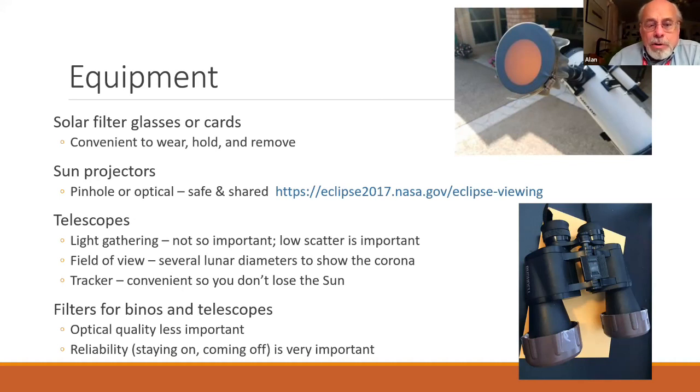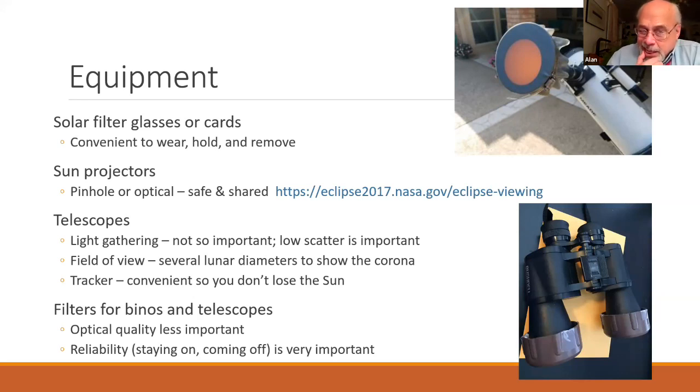Field of view is important, especially if you want to see the outer structure. That tends to mean that binoculars work pretty well. They'll tend to have the field of view, and they're easy to point and they're easy to transport. As I mentioned before, it's nice if you have a telescope to set up the tracking.